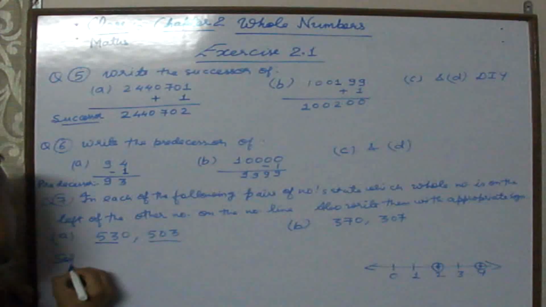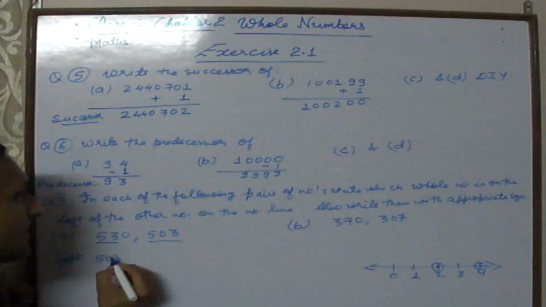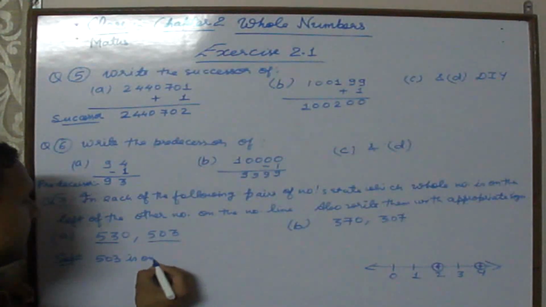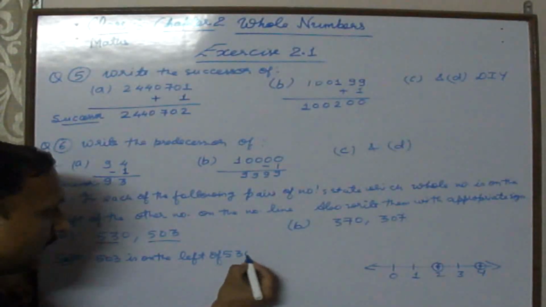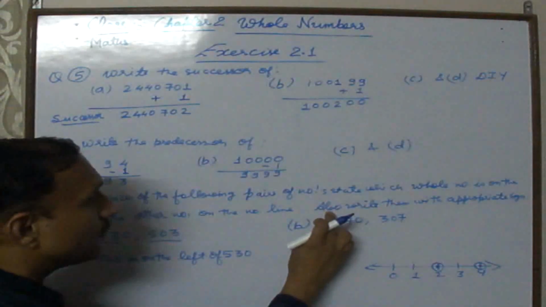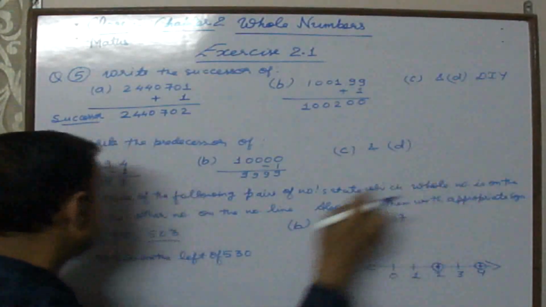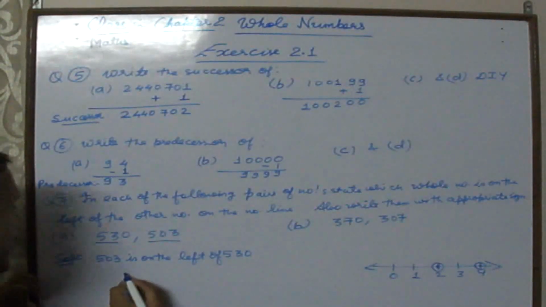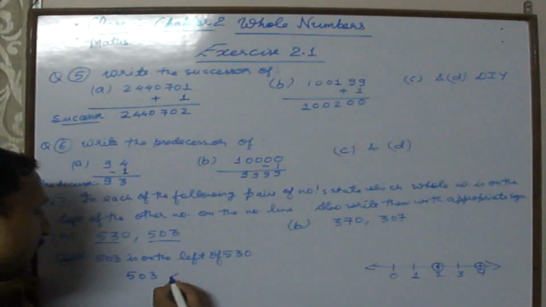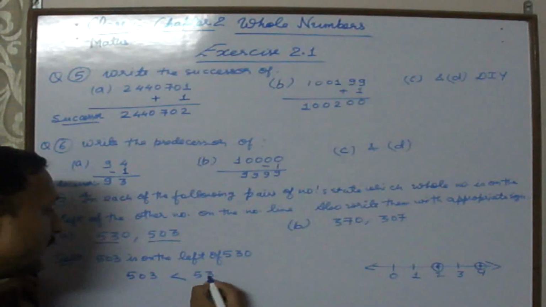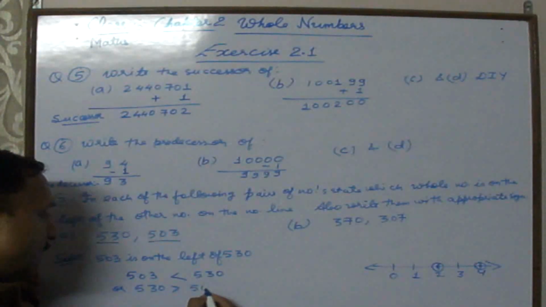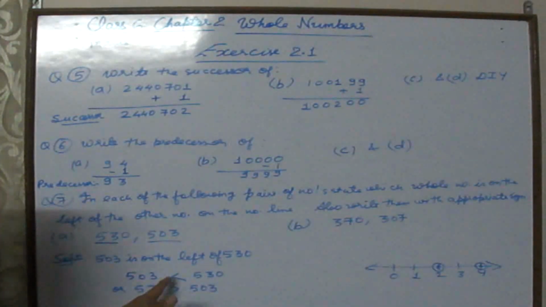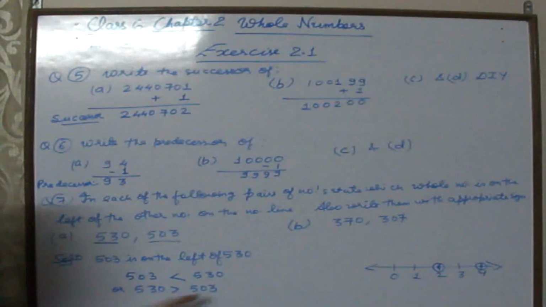So the solution will be written: 503 is on the left of 530. And another part of the question is also to write them with the appropriate sign. We have to use the sign also. So let's use the sign. 503 is less than 530, or we can write 530 is greater than 503. Any way we can write, either less than or greater than.